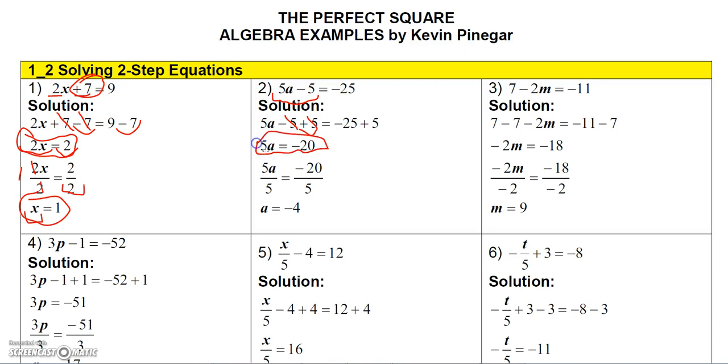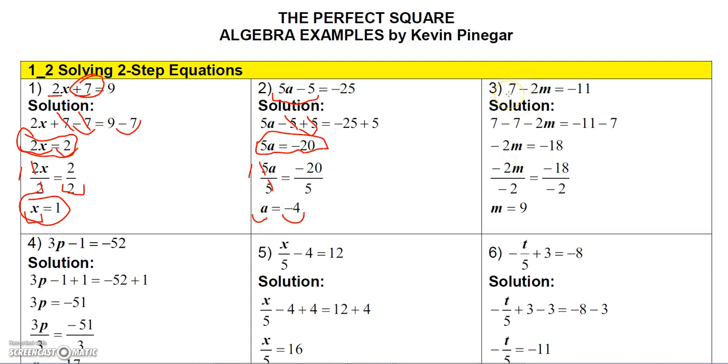Now, I want to get a by itself, so since a is multiplied by 5, the way to counteract that is to divide both sides by 5. So if I divide 5a by 5, then 5 over 5 is 1, so I just get 1a, which is just a. And then since I divided the left side by 5, to keep things balanced, I have to divide the right side by 5. So negative 20 divided by 5 is negative 4. So in this example, a is equal to negative 4.